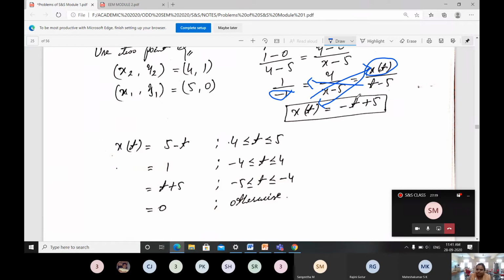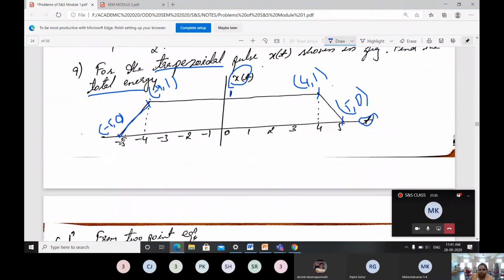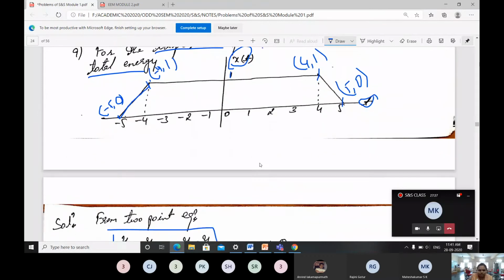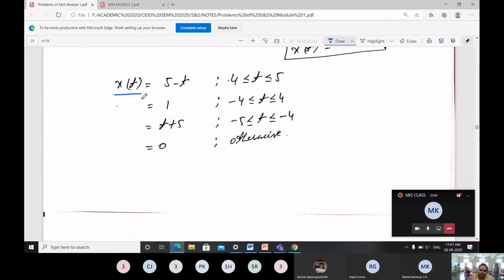X of t is 5 minus t, where t is for 4 to 5. Then from minus 4 to plus 4, it will be 1. From minus 5 to minus 4, it will be t plus 5. And for other cases, it will be 0, because beyond minus 5 to plus 5, there is no signal for us. Okay, we got x of t.